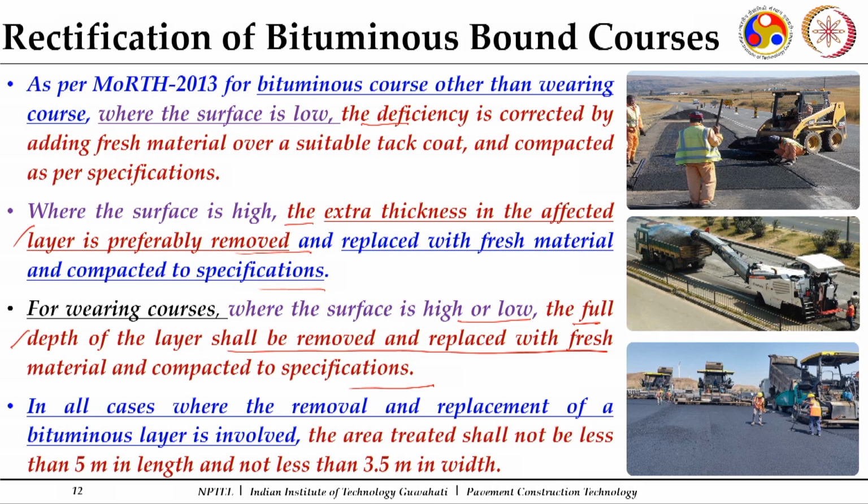during the construction. In all cases where removal and replacement of a bituminous layer is involved, the area treated shall not be less than 5 meter in length and 3.5 meter, typically a width of a lane. So, that is the minimum area also. So, you can see a treatment has been going on in a small area. This is a milling operation going on. This is a regular laying and compaction operation going on.